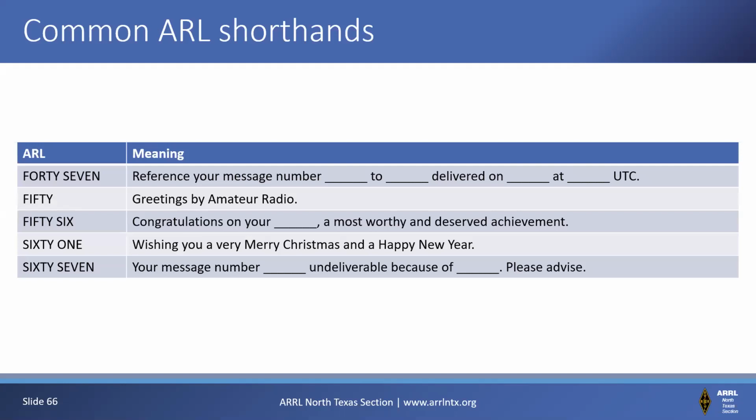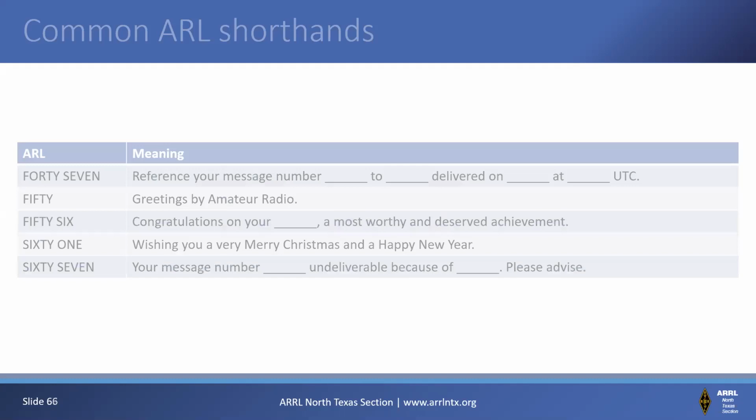ARRL 50, greetings by amateur radio. 56, congratulations on your, and then whatever, most worthy and deserved achievement. For servicing, if we want to tell a station we delivered their message, then it's ARRL 47, and then we give the number and the destination and the date and time of delivery. If we couldn't deliver it, then ARRL 67, and then we give the message number and maybe some other details, and then we explain why: phone number out of service, or no answer, that type of thing.